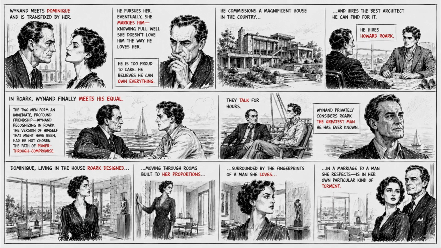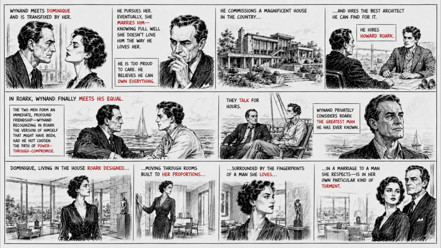Wynand meets Dominique and is transfixed by her. He pursues her, eventually marrying her, knowing full well she doesn't love him the way he loves her. He is too proud to care. He believes he can own everything. He commissions a magnificent house in the country and hires the best architect he can find for it. He hires Howard Roark. In Roark, Wynand finally meets his equal.